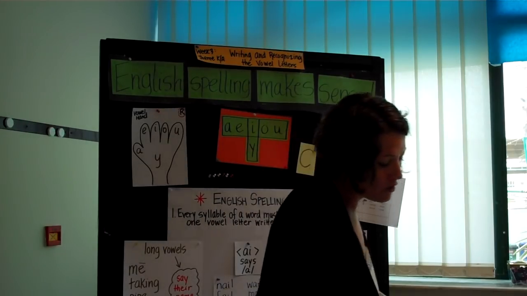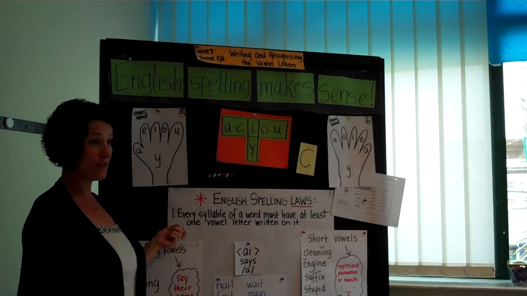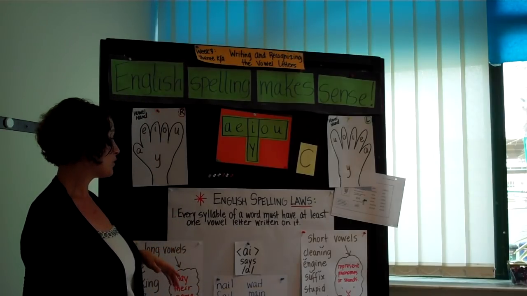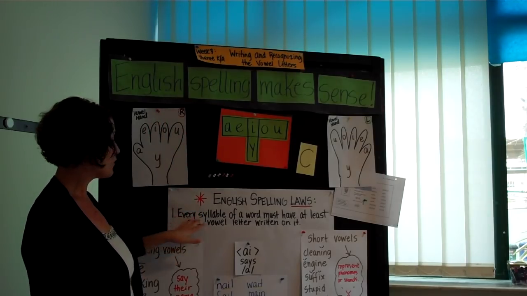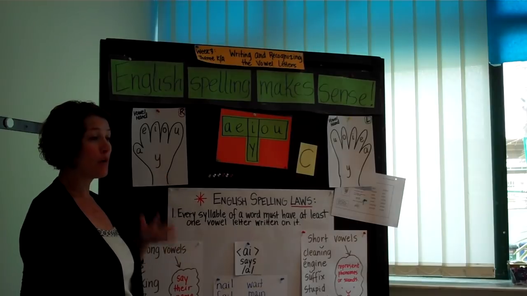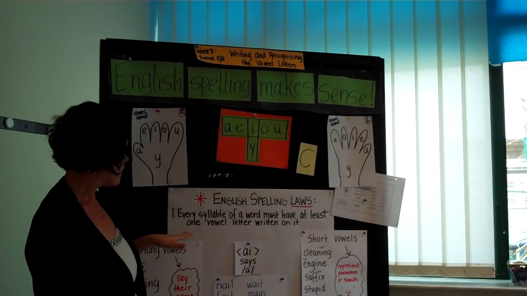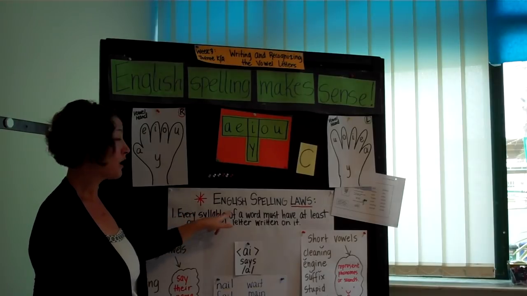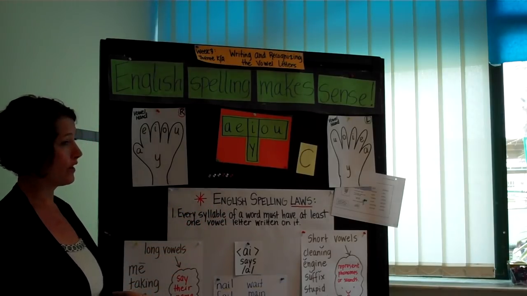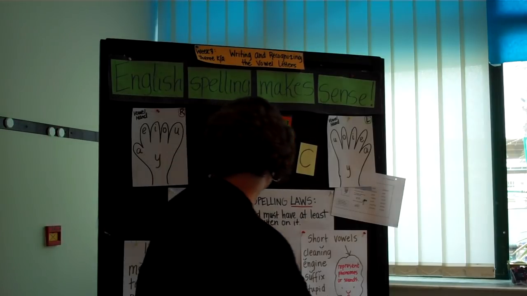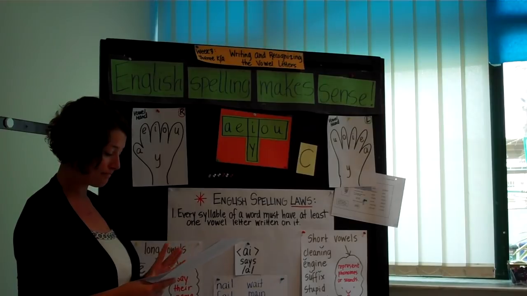In this theme, you talk about the first law of English spelling. There are only 8 laws, which was sort of a shock to us. We're not going to put up all 8 and have kids memorize them. We're introducing these laws as we come across them, but it's not about the law, it's about usage. So this law is that every syllable, and we talk about syllables later on, but every syllable of a word must have at least one vowel letter written on it.